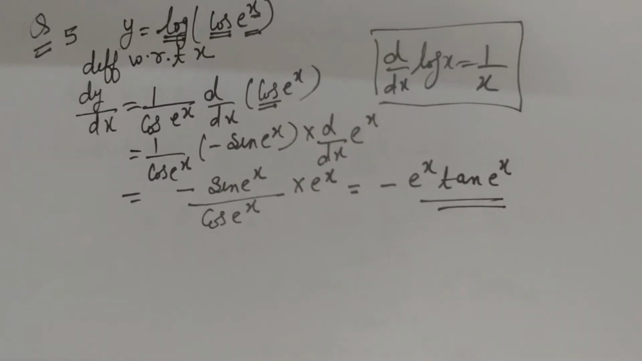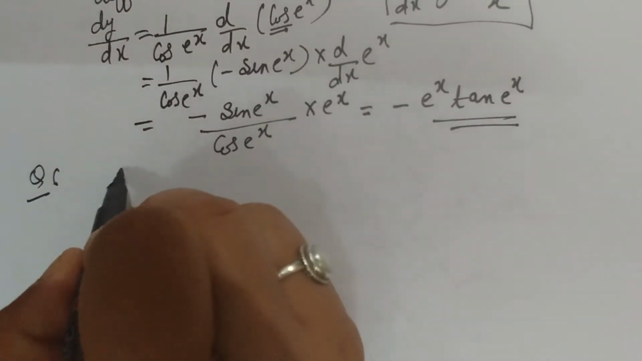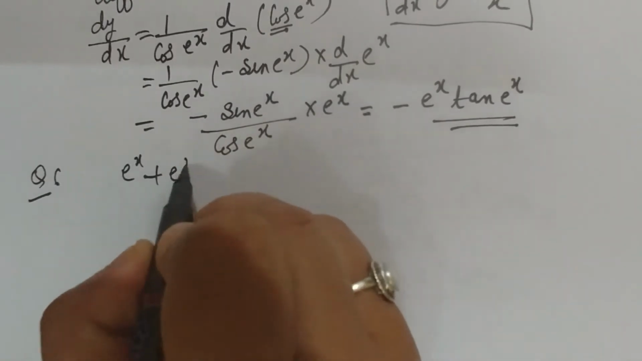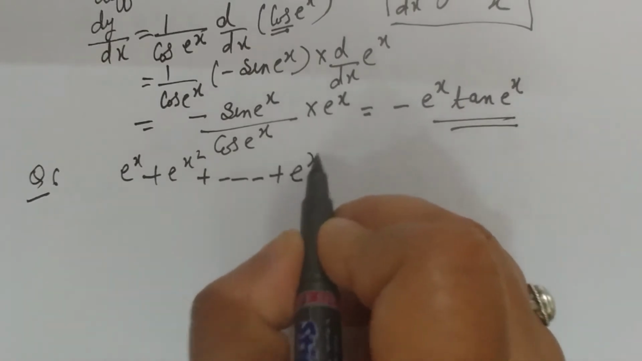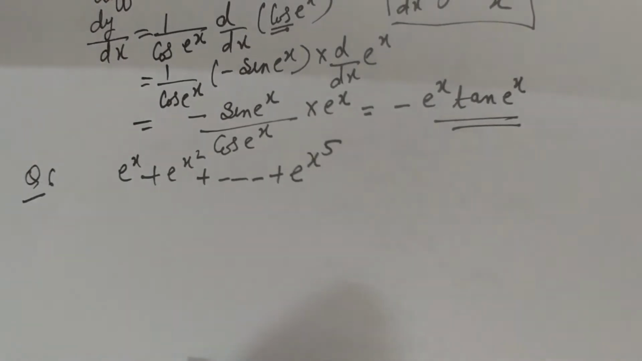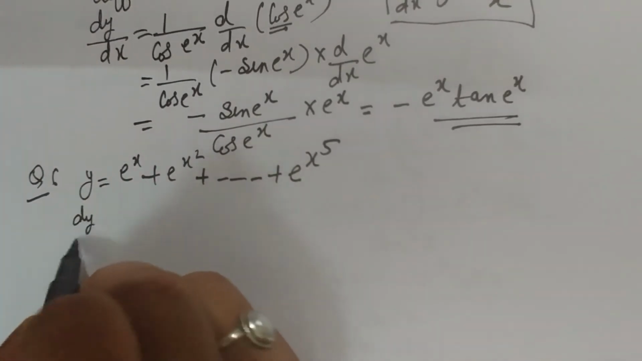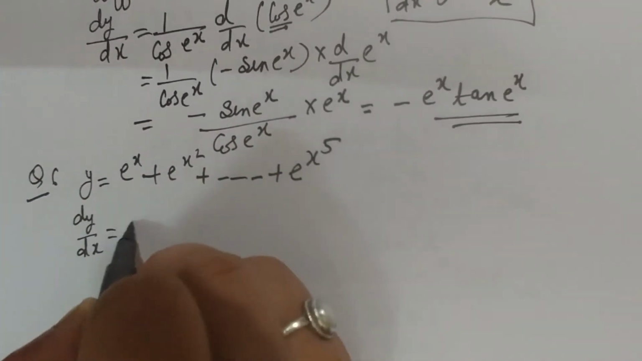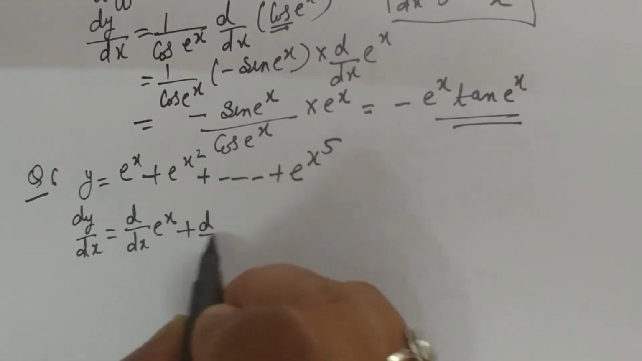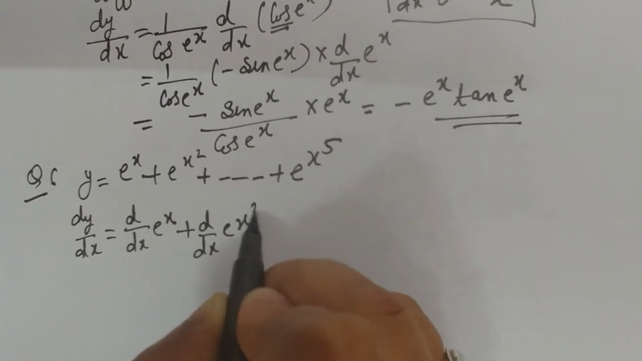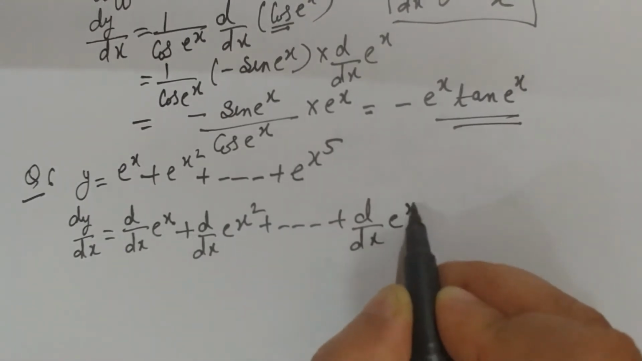Question number 6. Differentiate e raised to power x square plus e raised to power x5. Let us differentiate it. This is y, so dy by dx is equal to, differentiating with respect to x, d dx of e raised to power x square plus d dx of e raised to power x5.